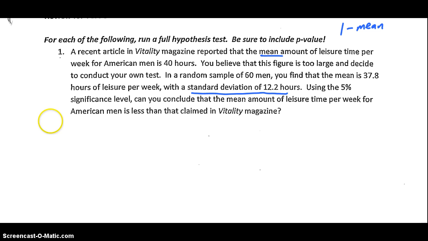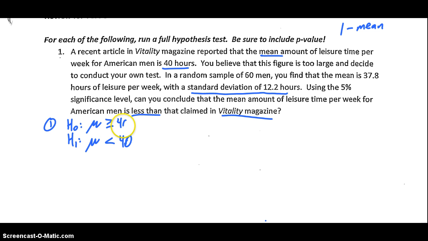Alright? So, step 1. The null and the alternate hypothesis. Always look at this last sentence. Can you conclude that the mean amount of leisure time per week for American men is less than? This is your alternate hypothesis. So, the mean, mu, is less than what was claimed in Vitality magazine. Well, they said it was 40 hours. If the alternate hypothesis is mu is less than 40, the null hypothesis is the opposite of that, or greater than or equal to 40. Remember, the null hypothesis always contains the equal to part, whether it's strictly equals, less than or equal to, or greater than or equal to. That's step 1. Step 2 is identify the level of significance, which in this case is 5%, which is 0.05. Not a difficult step there.